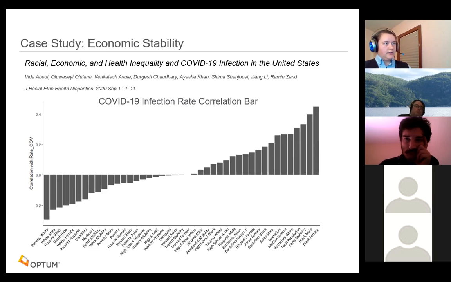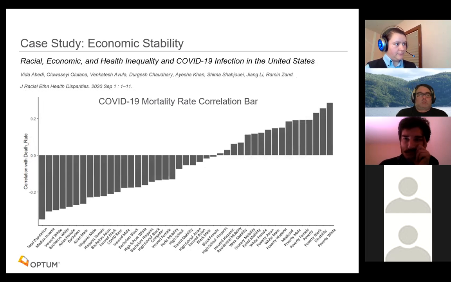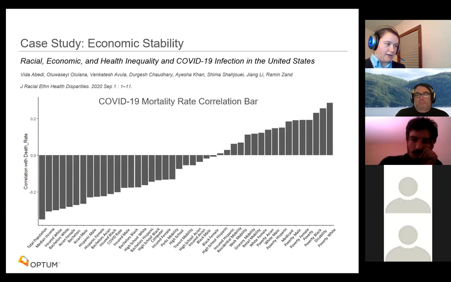If we take a look on the positive side, the first few variables include black female, black male, park mobility. So when there was an increase in parks mobility, there was an increase in infection rates, total population, and median income. Let's jump to mortality rate next. Very similar concept. The Y-axis is the correlation coefficient for the death rate, and the X-axis is the variables that they aggregated.